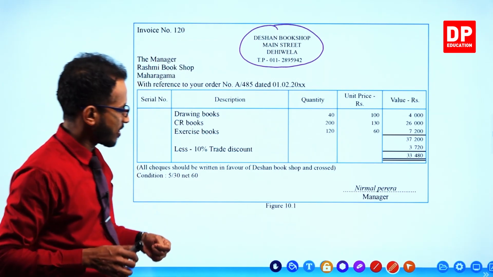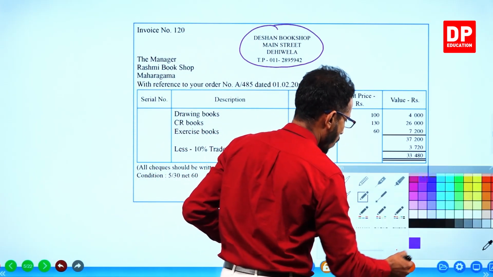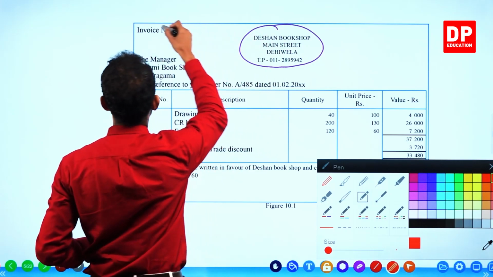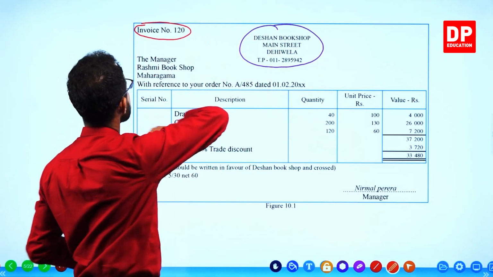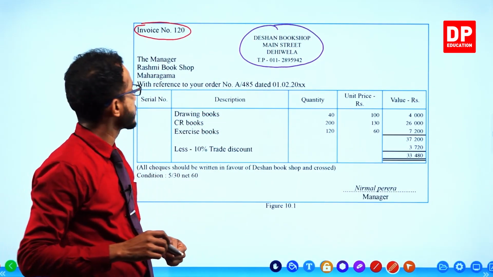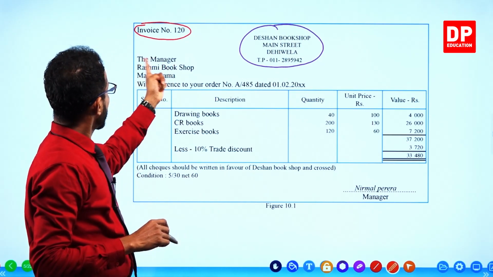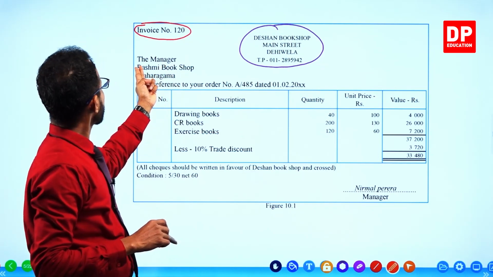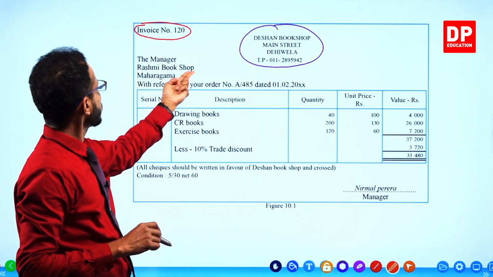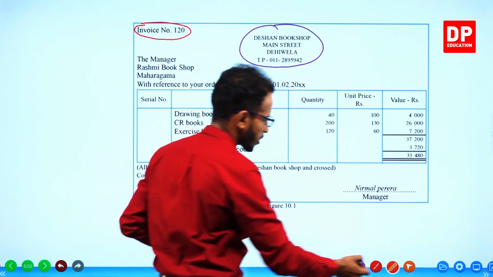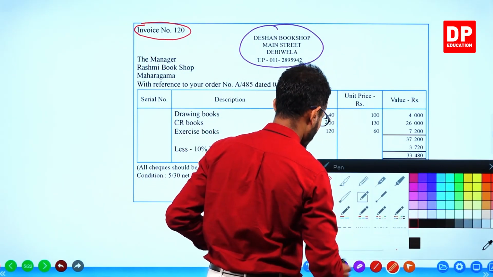Invoice number 120. The invoice number is here. And the goods are purchased from Rashmi Bookshop. Okay. Goods are purchased from Rashmi Bookshop.